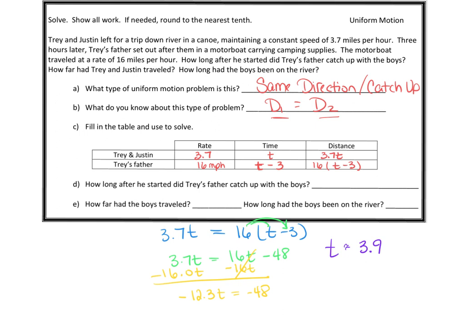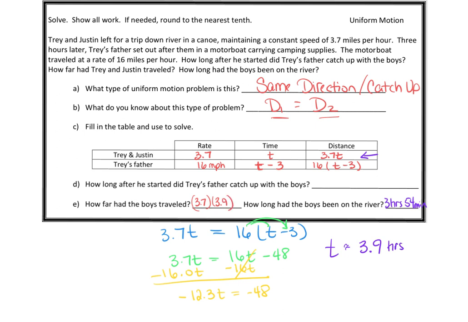That is which person traveled that long? The boys or the dad? The boys. Go back to your chart. What is T? T is how long they traveled. If you do the same, this is 3.9 hours or 3 hours and 54 minutes. If you multiply 0.9 times 60. How far did they travel? That is their distance. How far they traveled is going to be 3.7 times 3.9. That's how far they traveled, right?